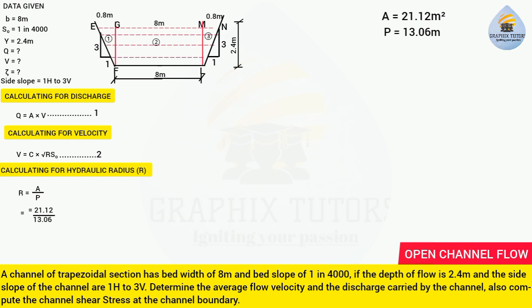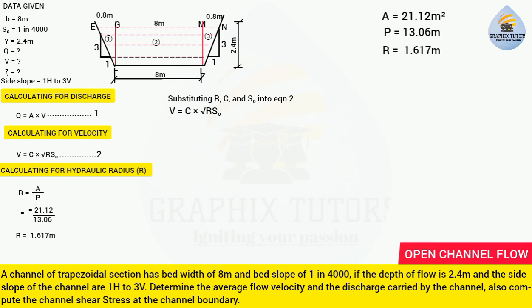So when I input these values into the formula, the hydraulic radius here will give us 1.617 meters. Now we've gotten the hydraulic radius. The next thing we should calculate, we already have them, so we put it into equation 2 above. So the velocity will give us the Chezy constant times the square root of the product of R and S naught.